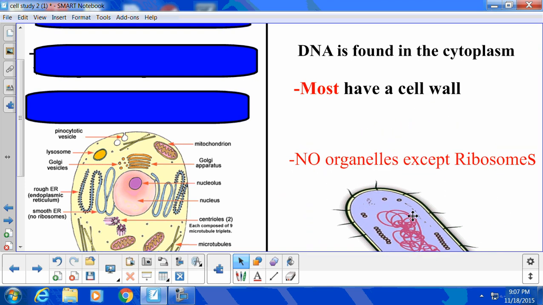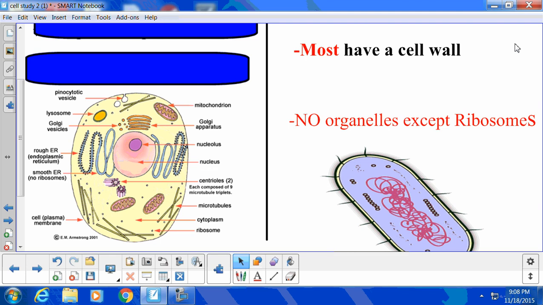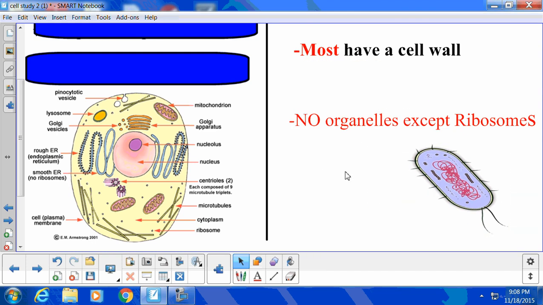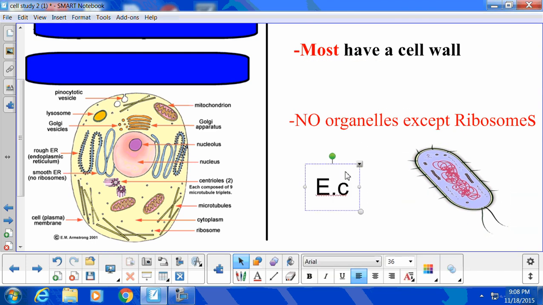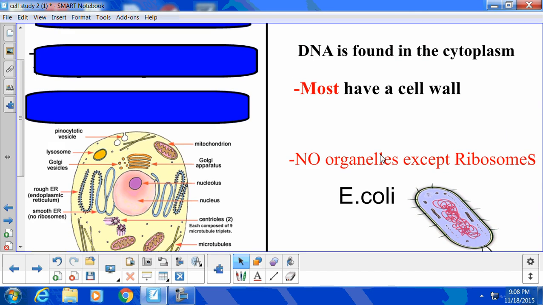There are no organelles in these cells except ribosomes. They're a very, very primitive type of cell, but very good and very adaptable because they've been around for 3.5 billion years. And a good example of some of these bacterial cells is E. coli. E. coli you might have heard of. E. coli live in our gut, and sometimes they make us sick as well.